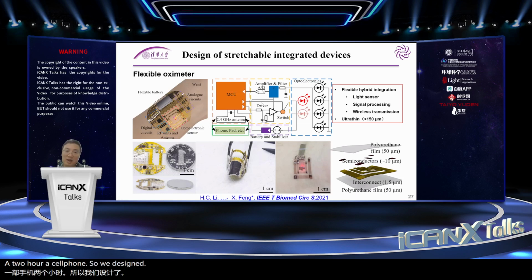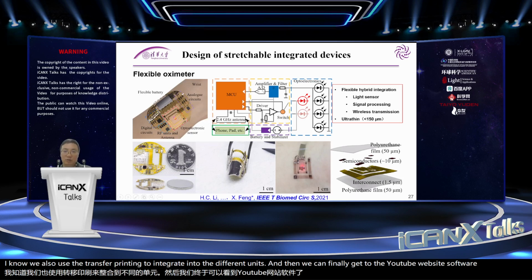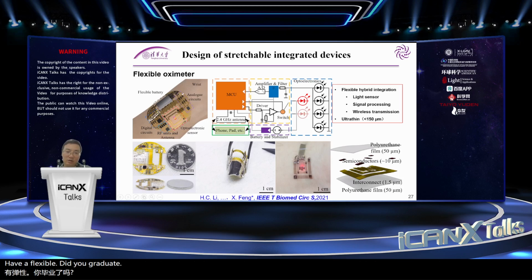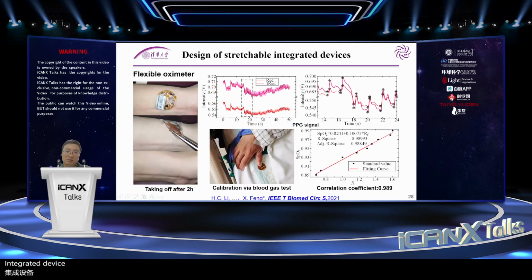We design the circuits, and we also use transfer printing to integrate the different units, and then we can finally get the flexible integrated device. We use this device to measure the oximeter. For example, this is our flexible integrated device. However, everything we can make flexible, but we cannot make the battery flexible. So this is a battery. Okay, so we attach this flexible device onto the wrist.